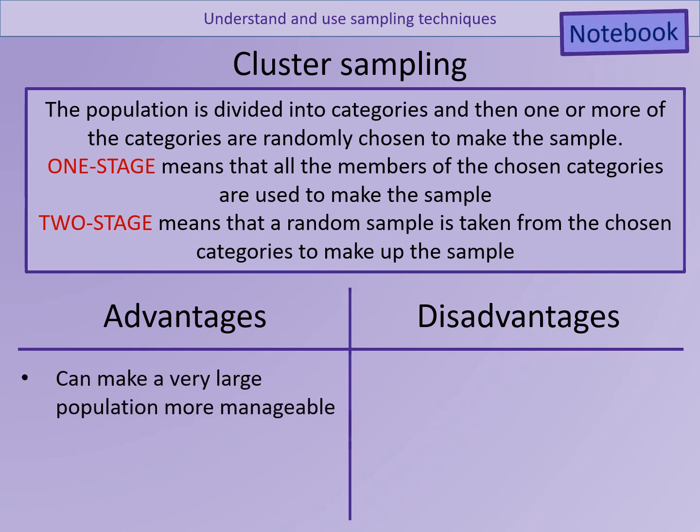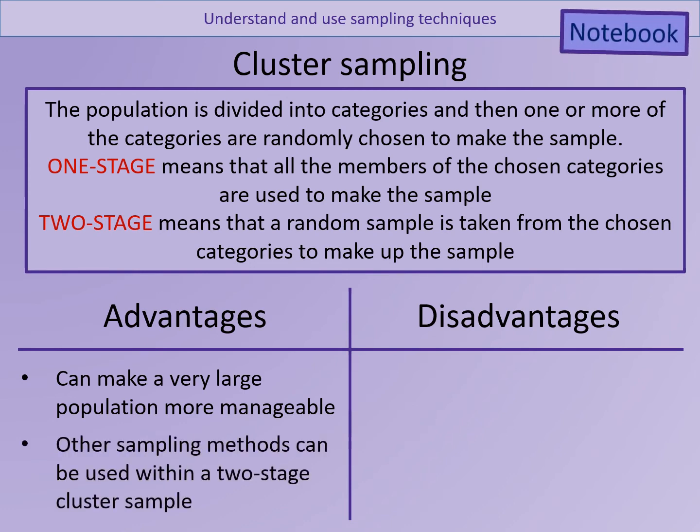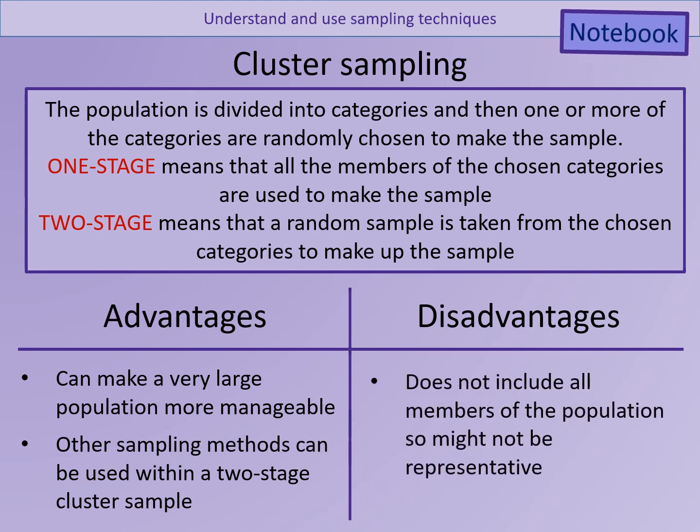Advantages: can make a very large population more manageable. Other sampling methods can be used within a 2-stage cluster sample. So if we have too many individuals within the chosen categories and we want to take a sample from that chosen category, we can use other sampling methods to take that random sample. Disadvantages: does not include all members of the population, so might not be representative of the full population.